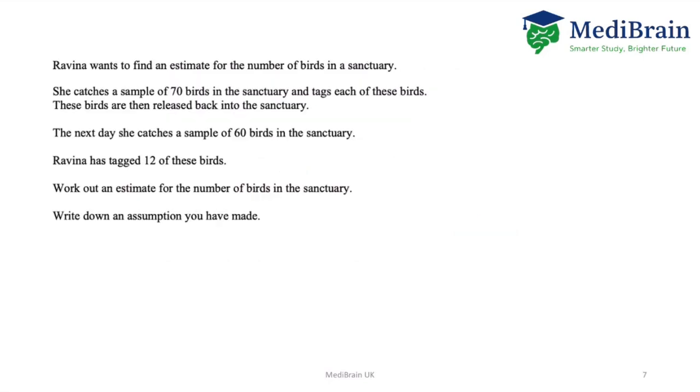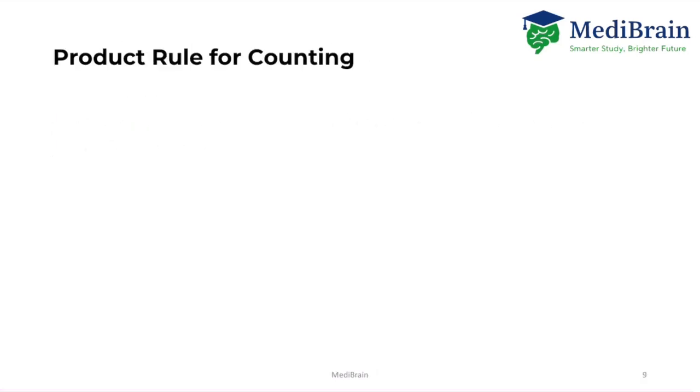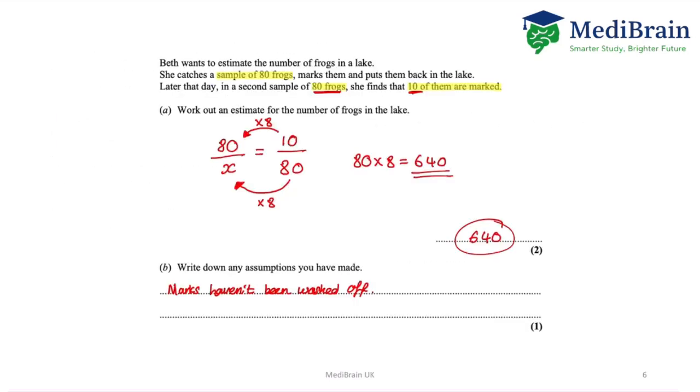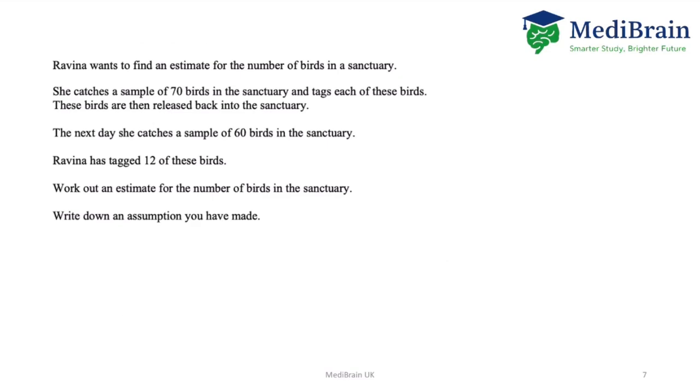Moving on, next question. Just because of time, we've got two questions. We'll do one of them, and then we'll move on to our next topic, which is product rule of counting, which is nothing hard. It's just easy marks that people leave in exams. So we'll do this question.